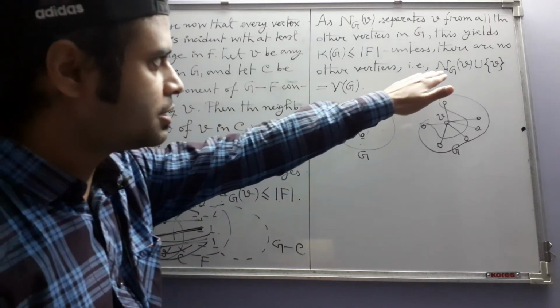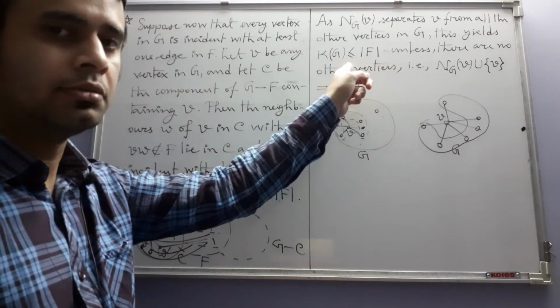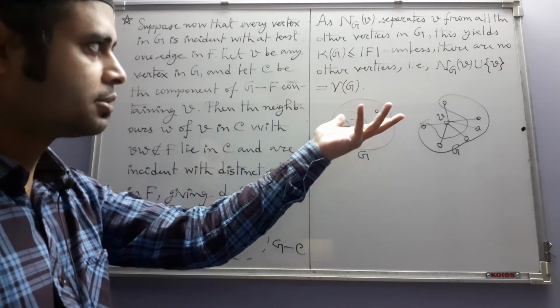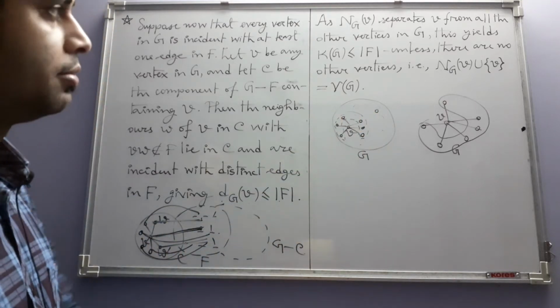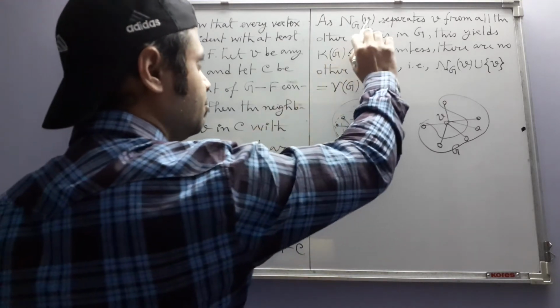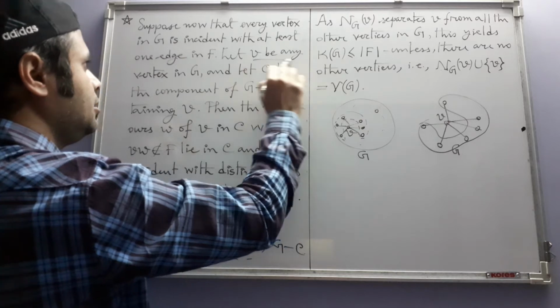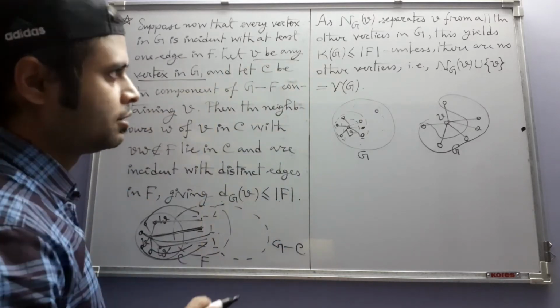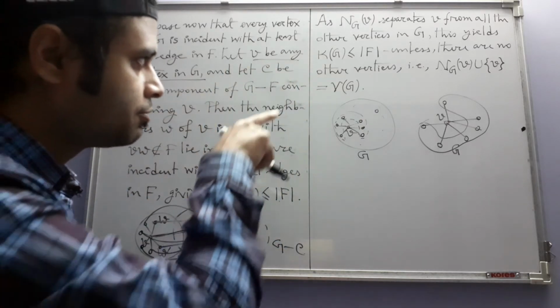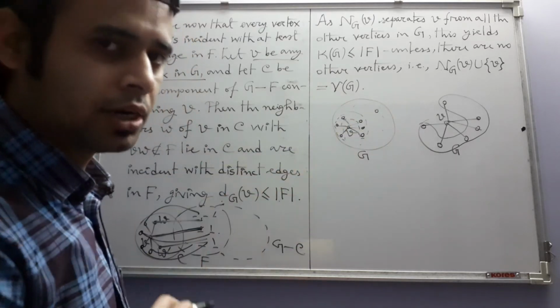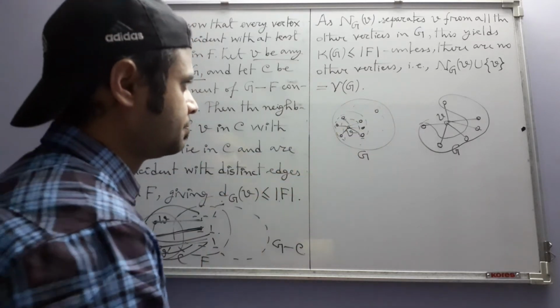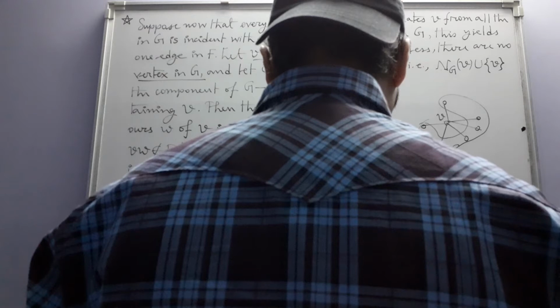So if this is not the case, then we are done. But if this is the case, then of course we are not done. But since V was chosen to be any vertex in G, we are not done only if this happens for every vertex in G. And that is a special case.